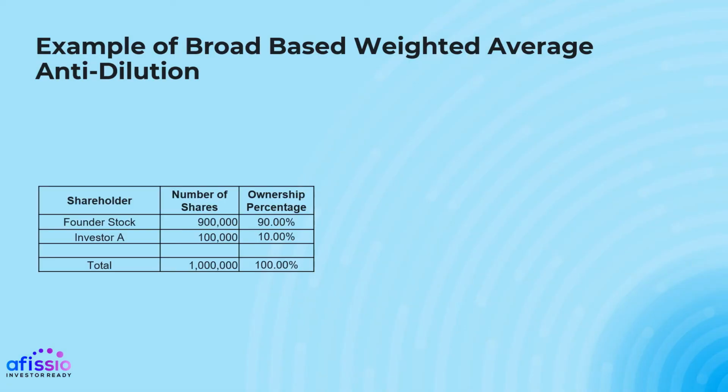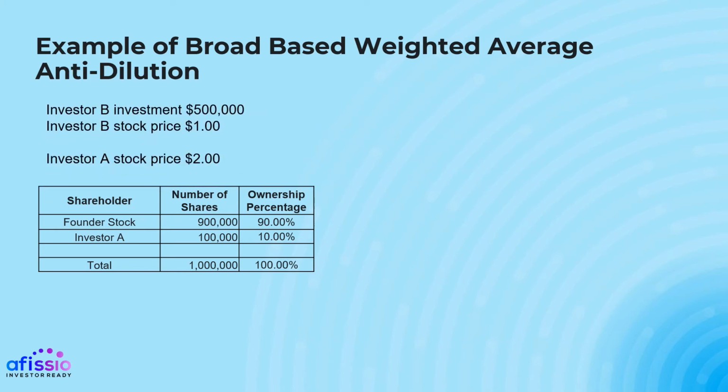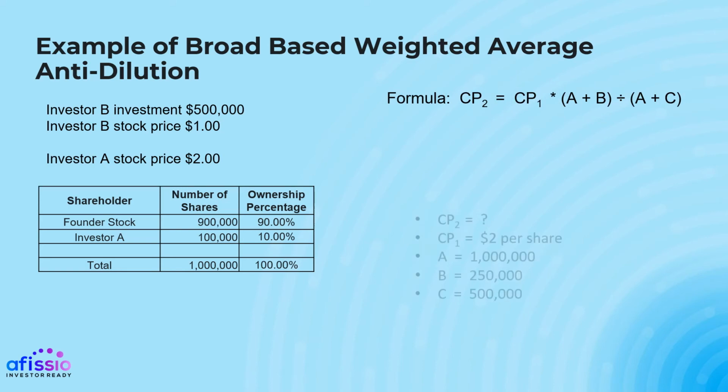Here is our company cap table just prior to our new capital raise. We are planning on raising $500,000 in this round at $1 per share. Investor A, our previous investor, paid $2 per share, so this is a down round, and Investor A is allocated anti-dilution protection. Here's our formula, so let's plug in the numbers.